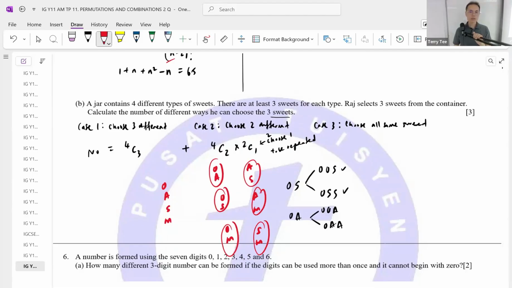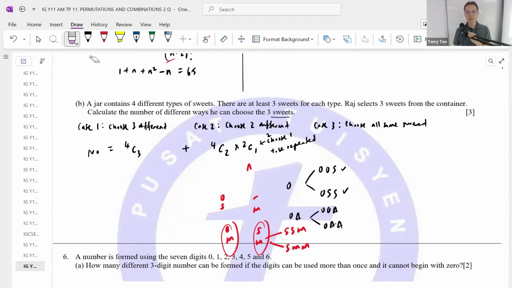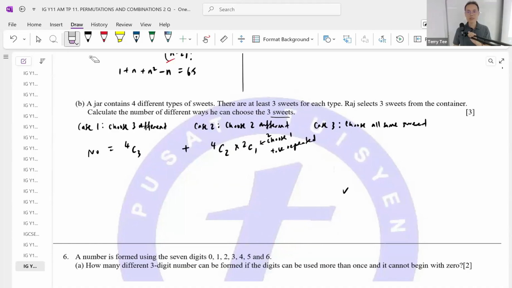But for each one, you need to decide which one to repeat. Like, for example, strawberry, mango, I can have strawberry twice, or mango twice. One of them to repeat, right? So that's why the times 2. If you don't have times 2, you can write times 2C1. Yeah, 2C1 and times 2 are the same, right? So I just put a note here. 2C1 simply means choose 1 to be repeated. You choose 1 candy flavor to be repeated.